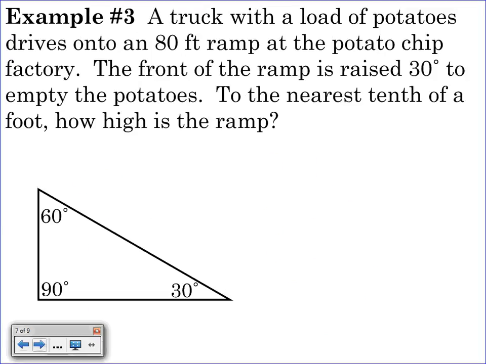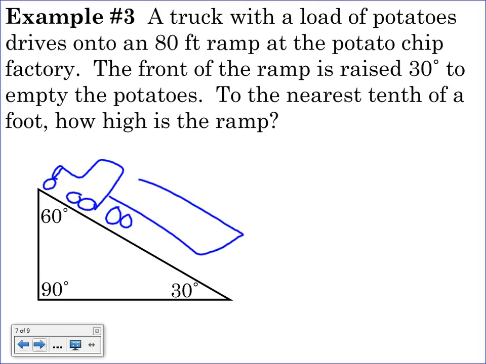Third example. Third example says a truck with a load of potatoes drives onto an 80-foot ramp at the potato chip factory. The front of the ramp is raised 30 degrees to empty the potatoes. So our ramp was originally down here, flat. Our truck pulled on it. Okay, and we're emptying out the potatoes.